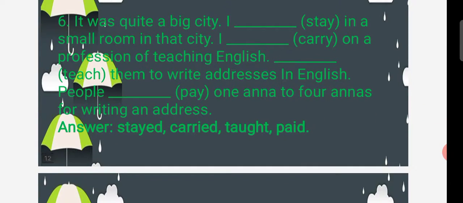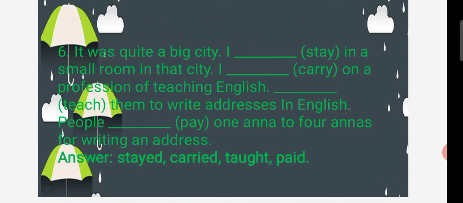Next question. It was quite a big city. I dash. Even this lesson had taken place in the past tense. So all the verbs should be in the past tense. Stay, past tense is stayed. I stayed in a small room in that city. I dash. Carry, past tense is carried. On a profession of teaching English.